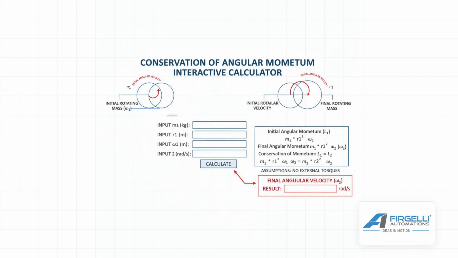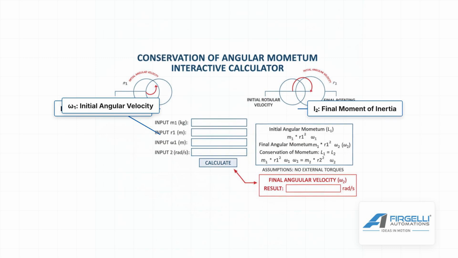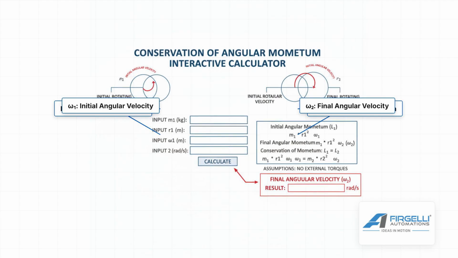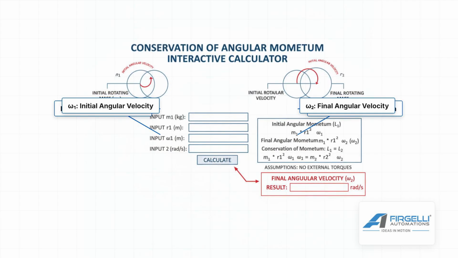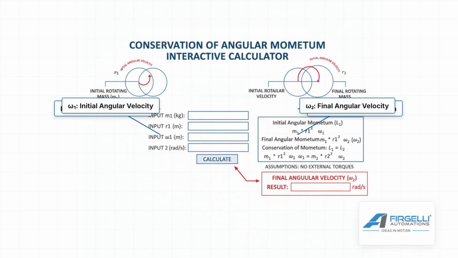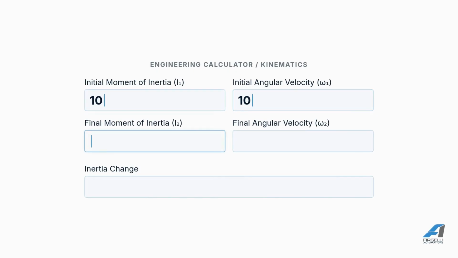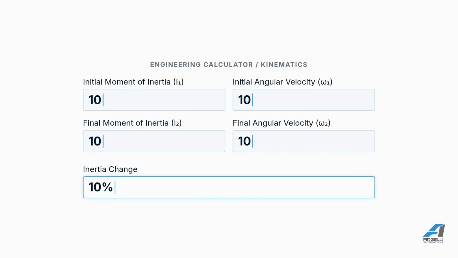For this demonstration, I've selected Solve for final angular velocity. The input fields include initial moment of inertia I1 in kilogram meters squared, initial angular velocity omega1 in radians per second, final moment of inertia I2 in kilogram meters squared, final angular velocity omega2 in radians per second, and inertia change as a percentage. Let me calculate using these values. Initial moment of inertia equals 10, initial angular velocity equals 10, final moment of inertia equals 10. Final angular velocity equals 10, and inertia change equals 10%.